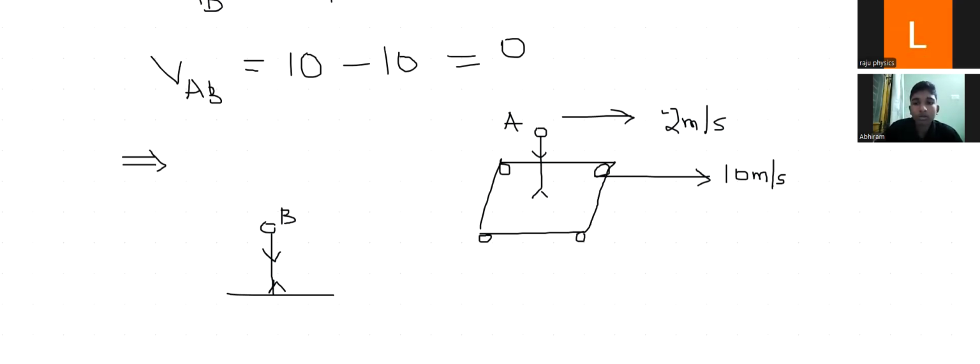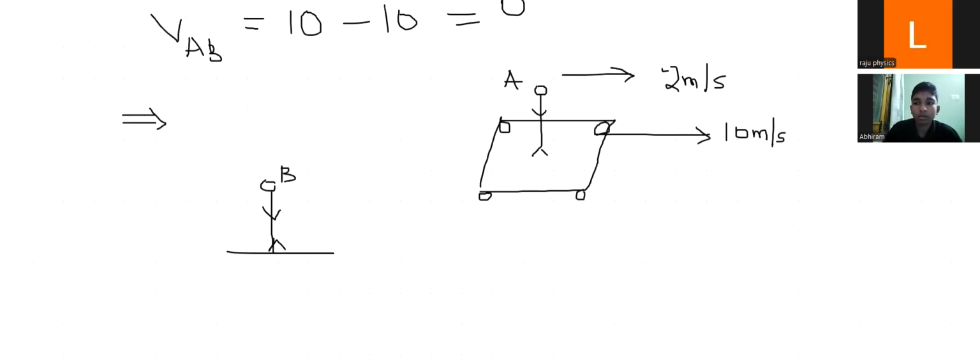But I am using some fundamental calculation of it. So now here we can verify. We know the velocity of A is 2 meters per second. The velocity of the trolley is 10 meters per second. Clear? So velocity of A.